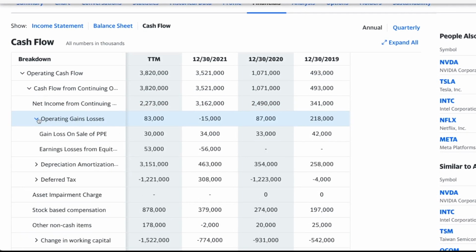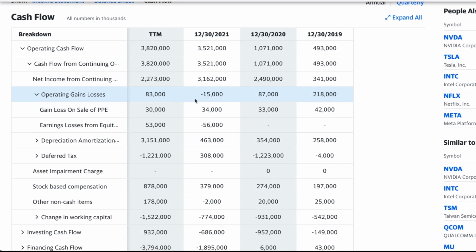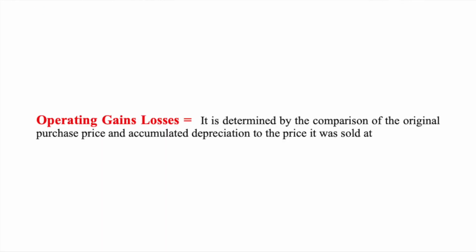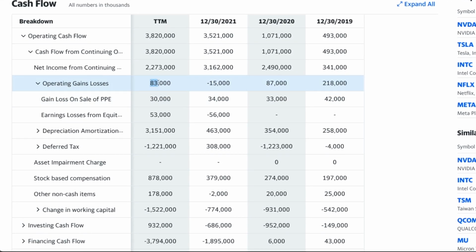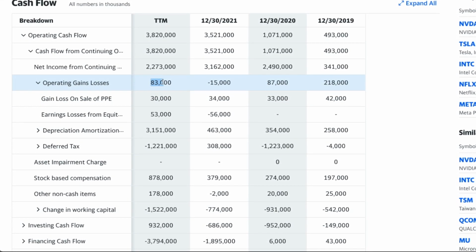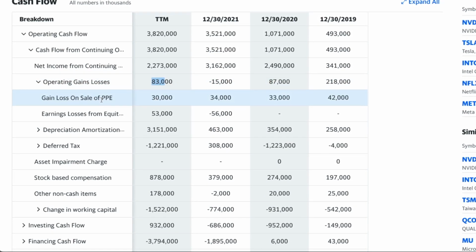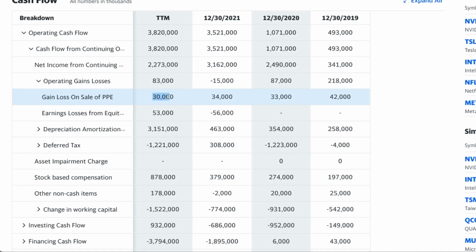Second on the list is operating gains and losses. This value is determined by comparing the original purchase price, less accumulated depreciation, to the price it was sold at. For example, the company generated a positive cash of $83 million by selling its PPE, which is property, plant and equipment, in 2022.